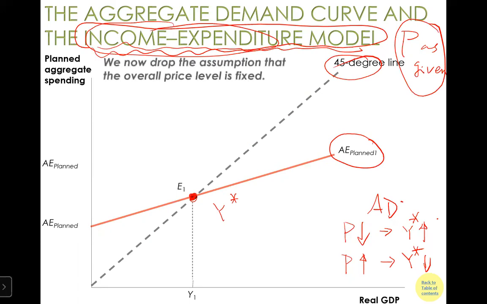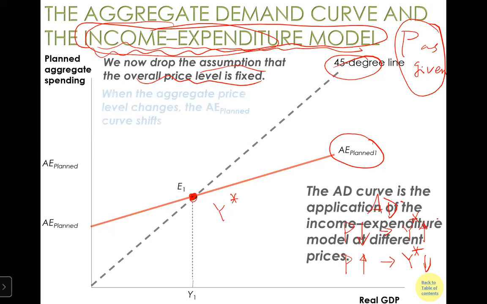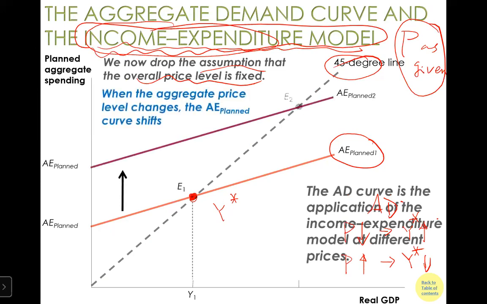Now if there's a change in price level, or we drop the assumption that price is fixed, think about a decline in the price level, like here. If there's a decline in price, then because of the wealth effect and the interest rate effect, C and I will increase.